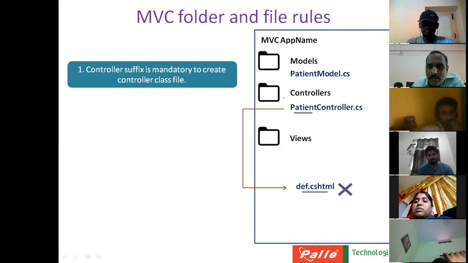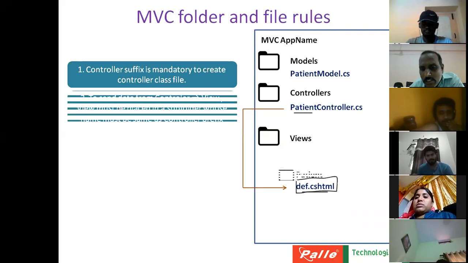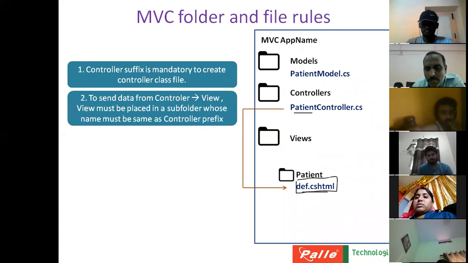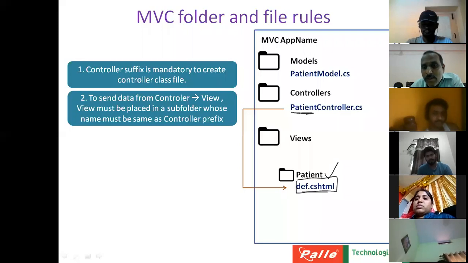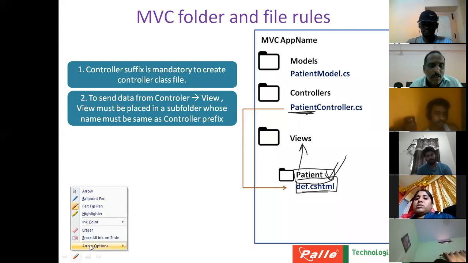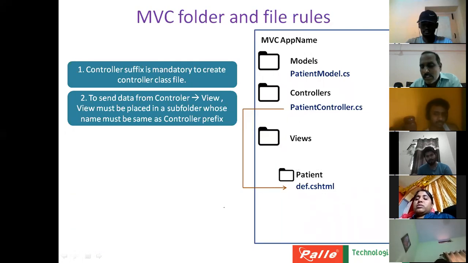Subfolder. So this def.cshtml view must be placed inside a subfolder. What is the name of the subfolder? Subfolder name is Patient controller, the controller name. Okay, so patient controller. So this file name, whatever the prefix is there, that should be your folder name, and this patient folder must be part of your views folder. It must be a subfolder present in the views folder. Okay, this is the rule.